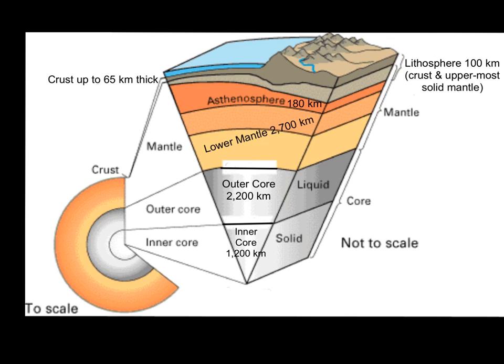The outer core is a liquid made of heavy metals. And then below the outer core in the center of our Earth is the inner core, which is a solid made of those heavy metals, but it's a solid because of the pressure of all those other layers pressing on it.